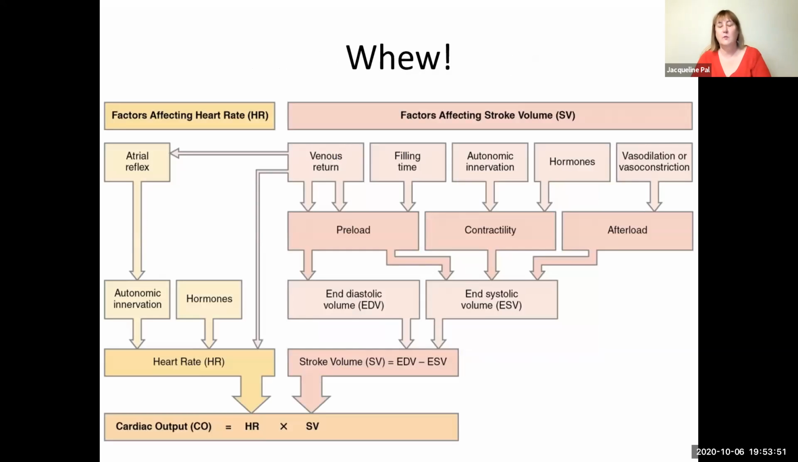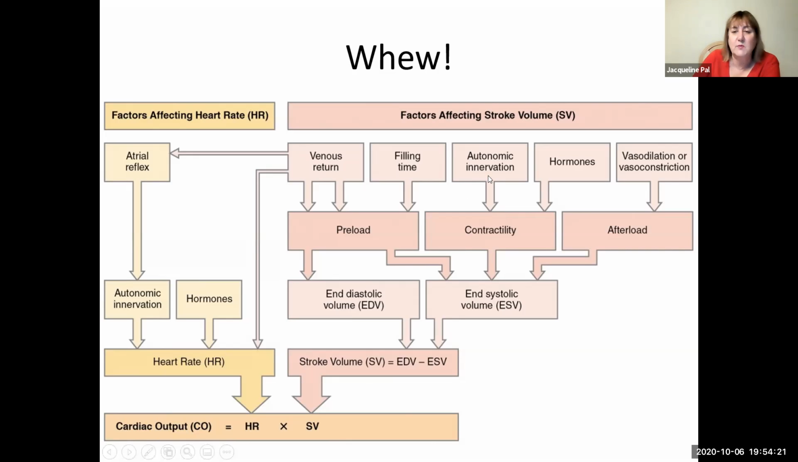So putting it all together, factors affecting the heart rate, autonomic innervation, and hormones can directly affect it. When we look at stroke volume, preload can be affected by venous return, as well as the amount of time for filling. The slower heart rate has more filling time. The faster heart rates have less filling time.